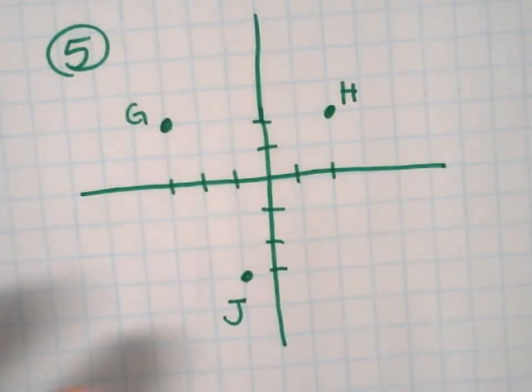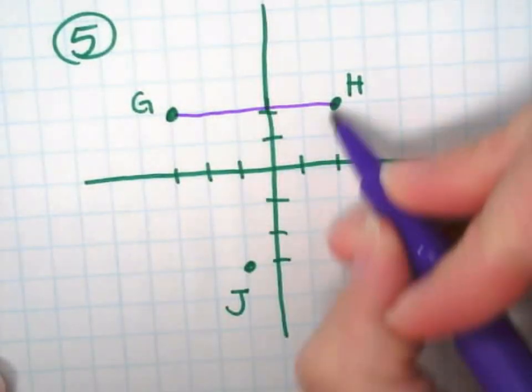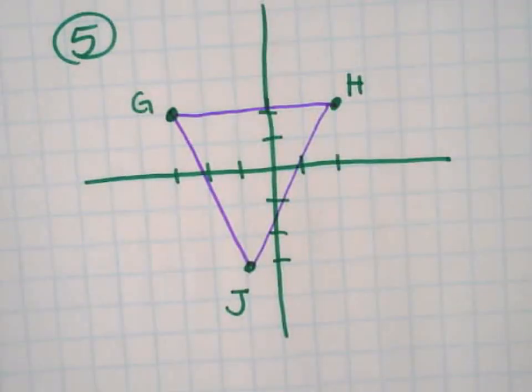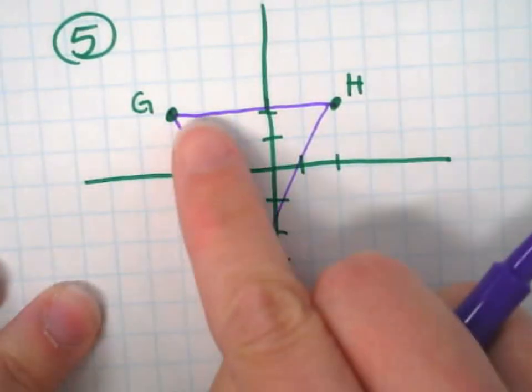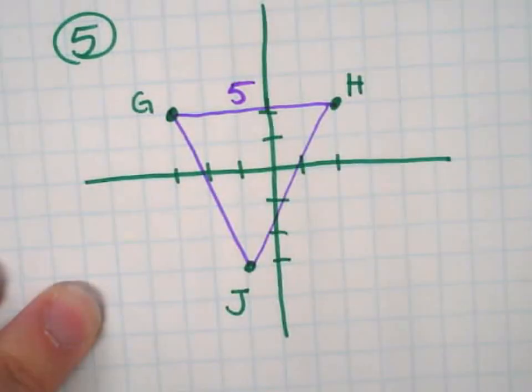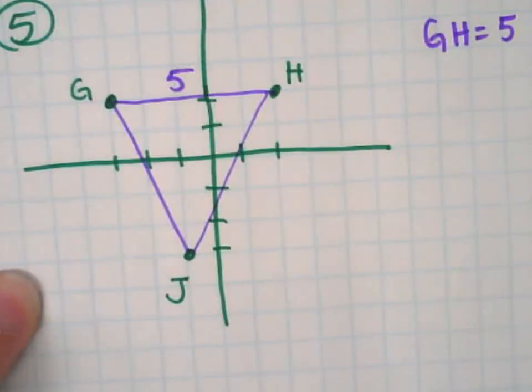Right, we've got G, H, and J plotted on this graph. Okay, if we go ahead and connect these, you always want to start by looking for an easy side that runs either horizontal or vertical. So right now we've got this side that runs horizontal, 1, 2, 3, 4, 5 units. That's the easy one. So we're going to write off to the side, GH is 5.